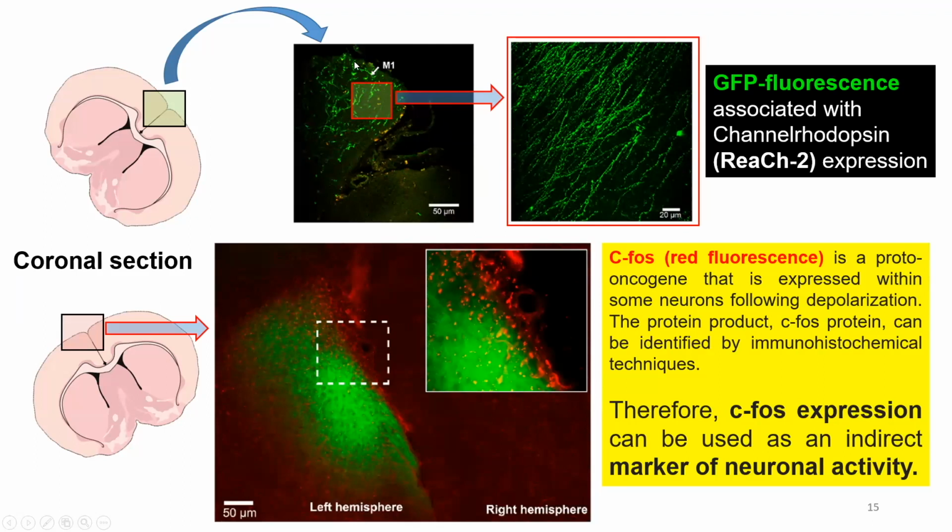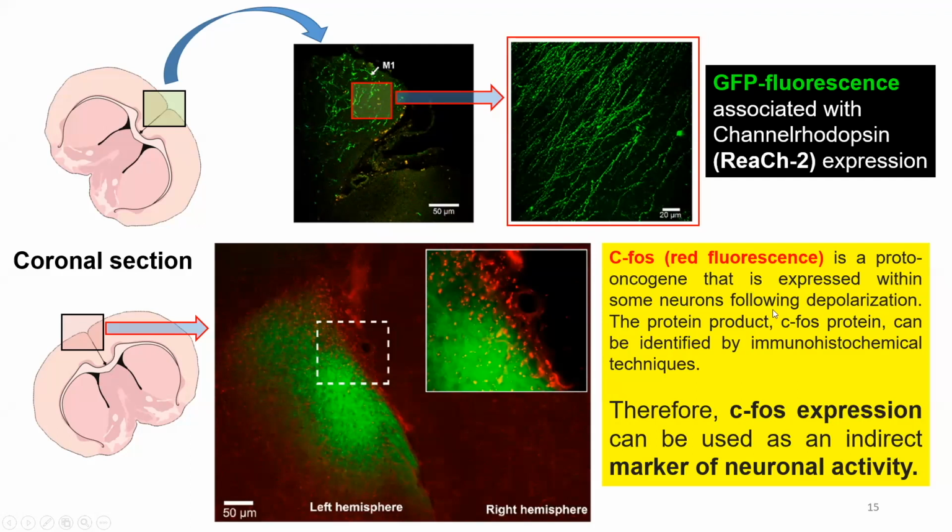This is the left hemisphere, this is the right hemisphere, and only in the place where adeno-associated virus has been injected, we can see expression of GFP of our channel rhodopsin neurons. And next, we applied X-ray irradiation during a relatively long time, and the animal was sacrificed 2 hours after X-ray application, and we used C-FOS expression.